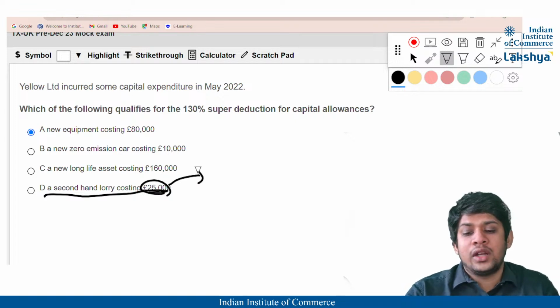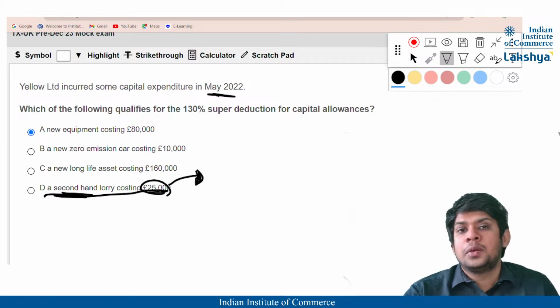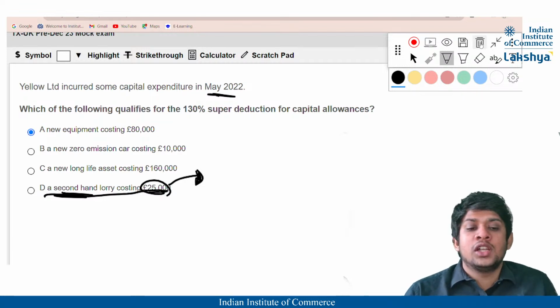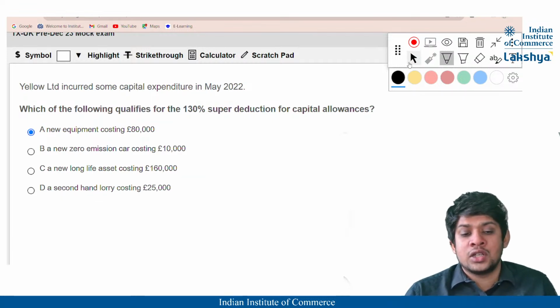Okay. So guys, lorry is a plant and machinery. I agree. And it is purchased in May 2022. That also I agree. But the only thing is that it is purchased second hand. It is not newly purchased. So on second hand assets, your super deduction is not given. Only on the newly purchased assets, the super deduction is given.